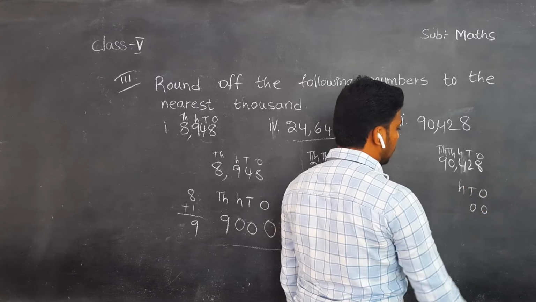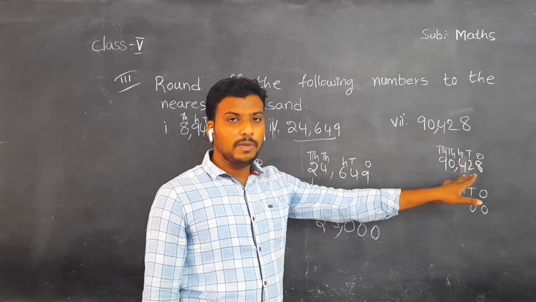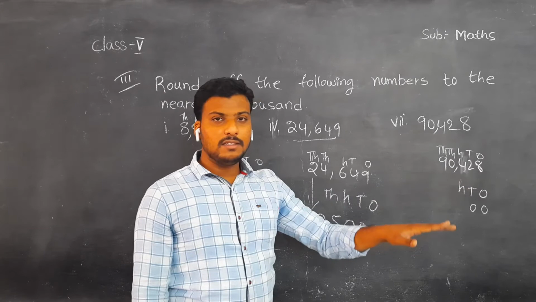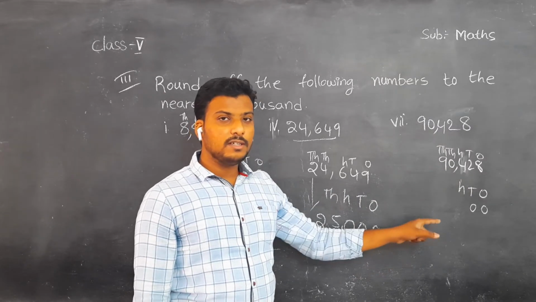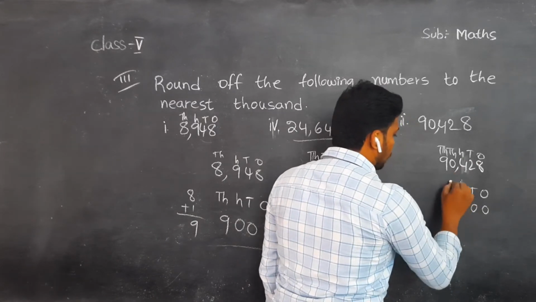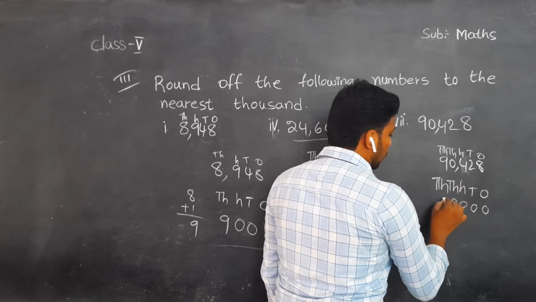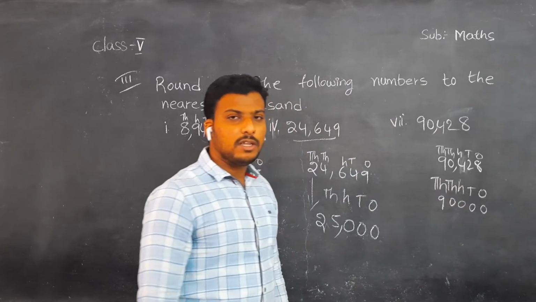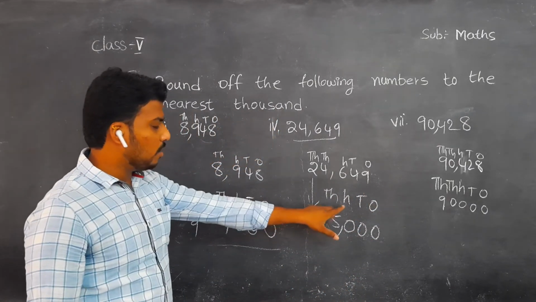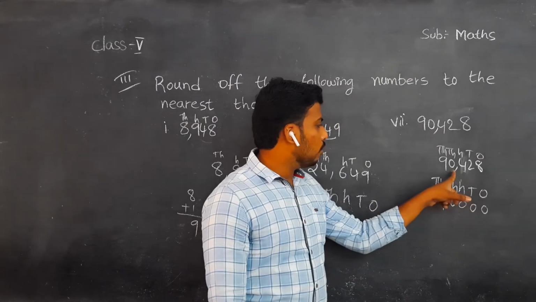In the place of hundreds, the value is 4. You need to concentrate here. The value is 4, which means in this case the 4 is less than the number 5. 4 is less than 5. So you need to keep 0 here, and in the place of thousands 0, and in the place of 10,000s the value is 9. Sir, what sir? In the previous case you said you have to add plus 1. Then why in this case are you not adding plus 1 to the thousands place?